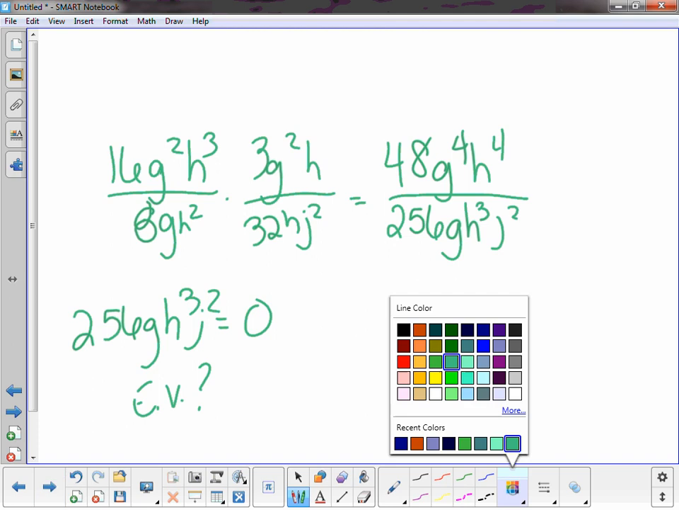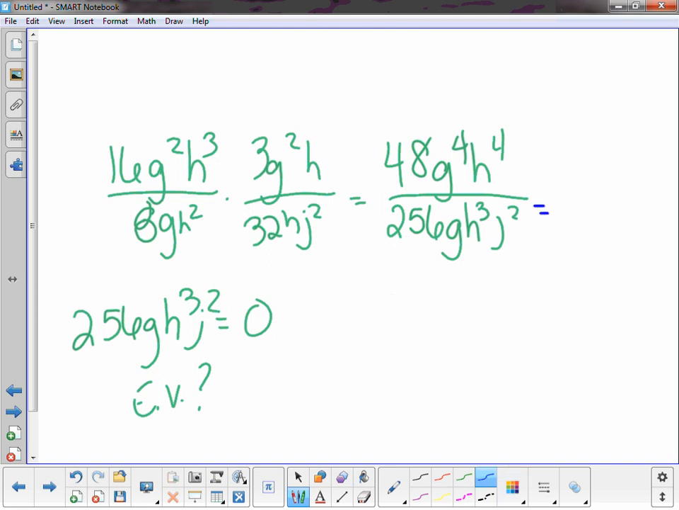Okay, and let me help you get started on this one. So first thing you want to do is reduce this fraction right here. And they're actually both divisible by 16, and that's going to give you 3 over 16. So I've given you the reduced fraction. Go ahead and finish up that one on your own. I also want you to do number 8 on your own.